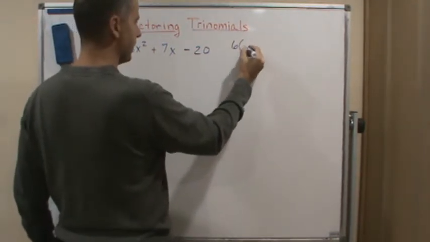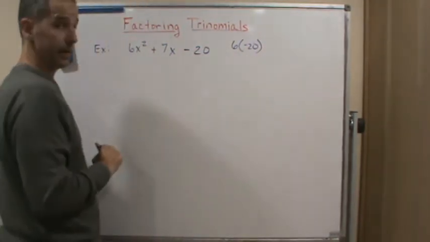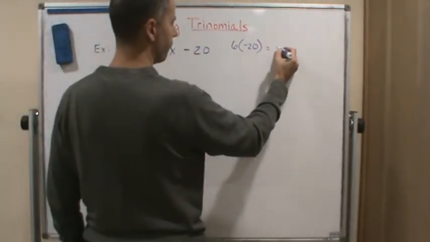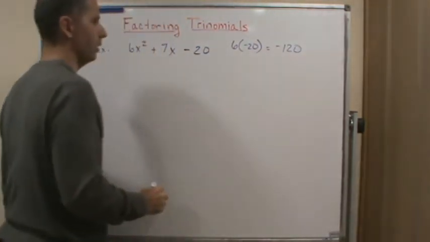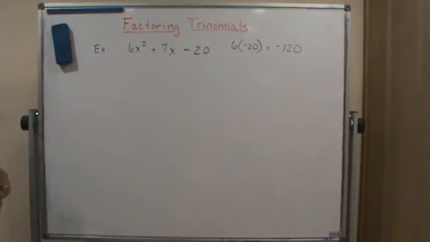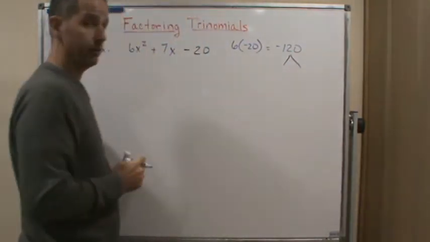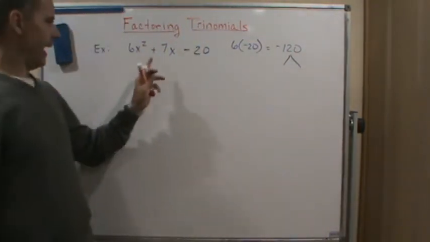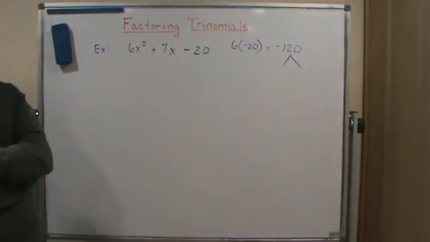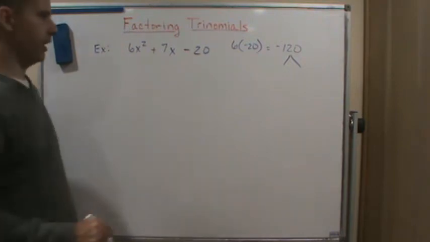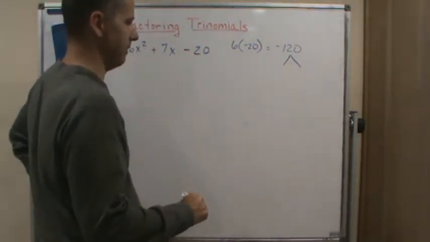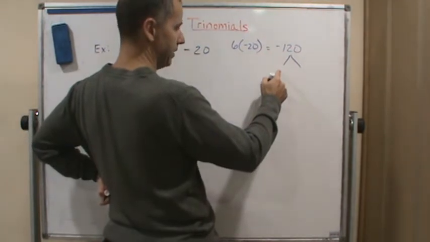In this case, I want to take 6 times negative 20, which gives us negative 120. I want to find two factors of negative 120 that add up to positive 7. Since the product is negative, the larger factor has to be positive. So what are two factors of 120 that add up to positive 7?